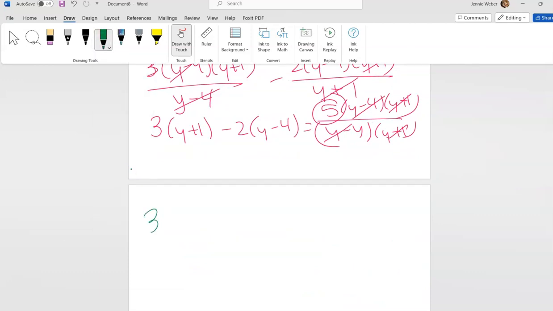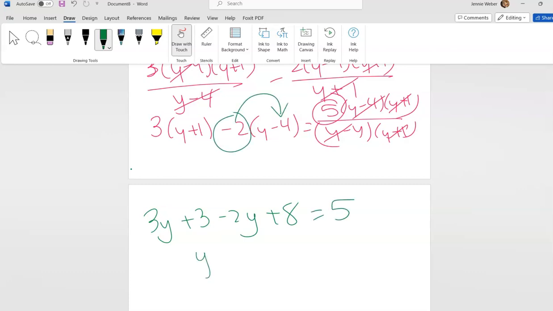So over here, I'm going to distribute. I've got 3y plus 3 minus 2y plus 8. Why is this a plus 8? Because I'm distributing this whole term, equals 5. Then I have y plus 11 equals 5. So y equals negative 6, because I subtract 11 from both sides.